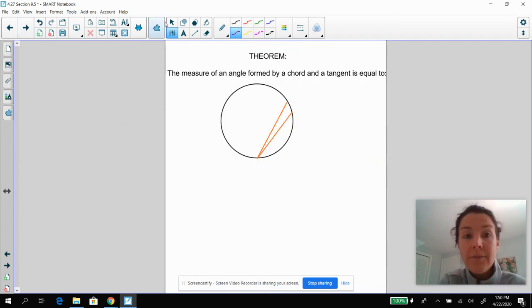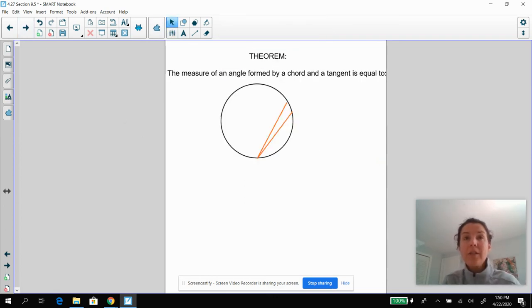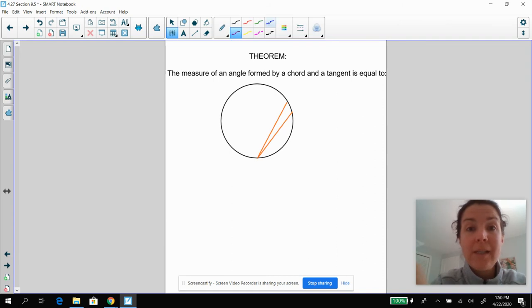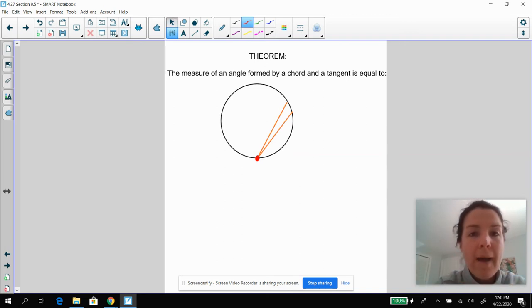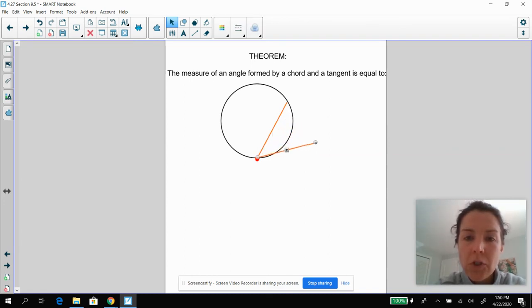So it looks a little different, but essentially an inscribed angle is two chords, right? So we've got two chords and the vertex is on the circle. But this theorem says, well, what if I have a chord and then a tangent? So look what happens. I'm going to leave this top chord alone, but I'm going to take this bottom one and make it a tangent. So that's all I did, right?